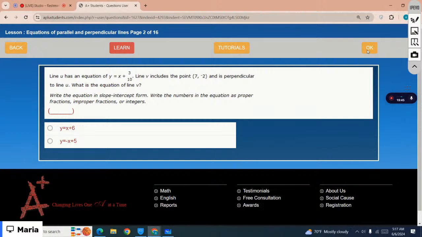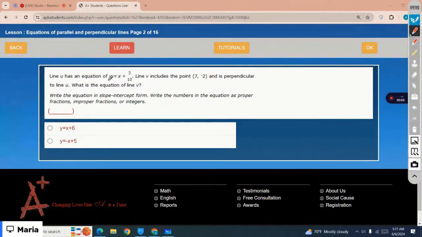Line U has an equation of y equals x plus 3 by 10. Line B includes the point (7, -2) and is perpendicular to line U. What is the equation of line B? You need to find the equation of line B, right? So y equals x plus 3 by 10, that is y equals mx plus b. The slope is 1. The other line is perpendicular. Perpendicular lines have the negative reciprocal slope, right? That would be negative 1, right?